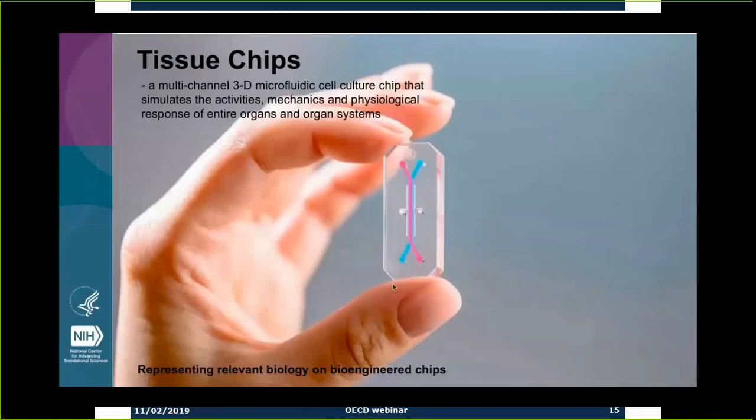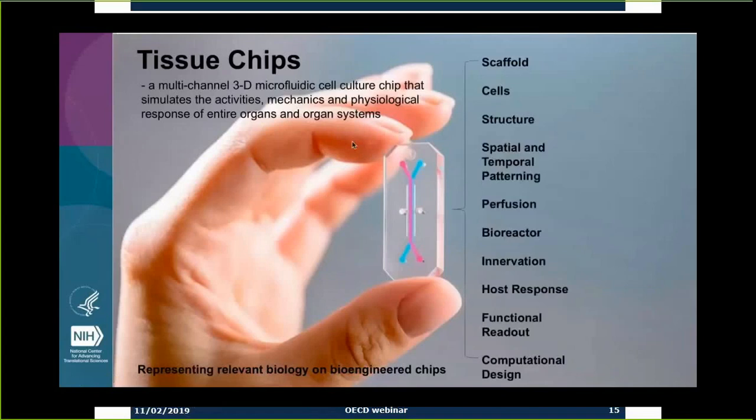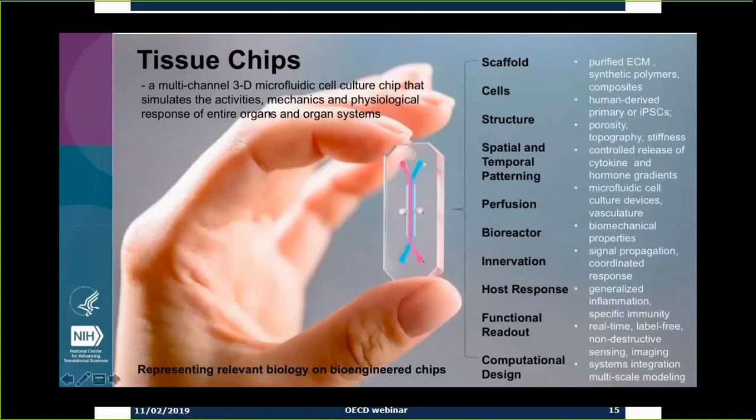So this is what a typical organ on chip or microphysiological system would look like. So essentially there are multi-channel 3D microfluidic cell culture chips that simulate the activities, the mechanics, and physiological response of entire organs and organ systems. So they essentially would have scaffold, cell structure, spatial temporal patterning, perfusion, bioreactors, innervation, host responses, and functional readouts that would allow it to mimic human conditions. So for the scaffold, essentially purified ECMs, cells are primarily made up of primaries or induced pluripotent stem cells. Structure, meaning the porosity, topography, and stiffness of the organ is mimicked. Spatial and temporal patterning has controlled release of cytokine and hormone gradients.